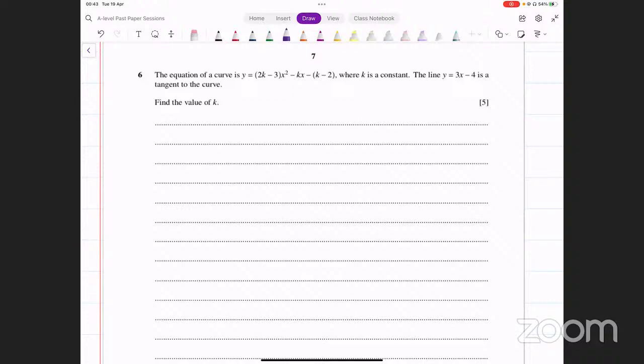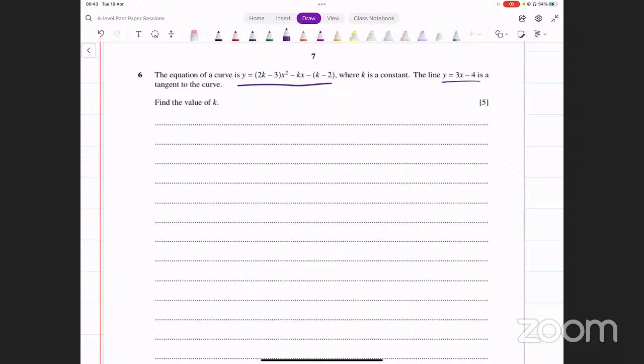Anyway, let's do this first. Achha, the equation of a curve is y equals 2k minus 3 whole x square minus kx minus k minus 2, where k is a constant. The line y equals 3x minus 4 is a tangent to the curve. Find the value of k. Okay. दो functions हैं.